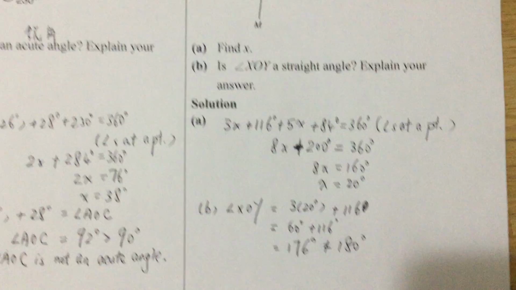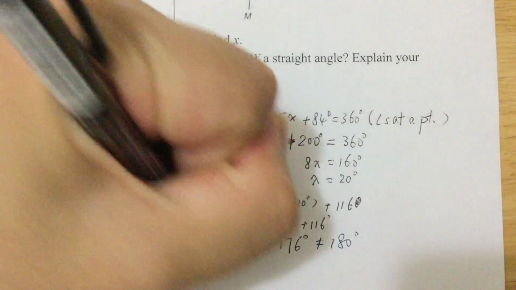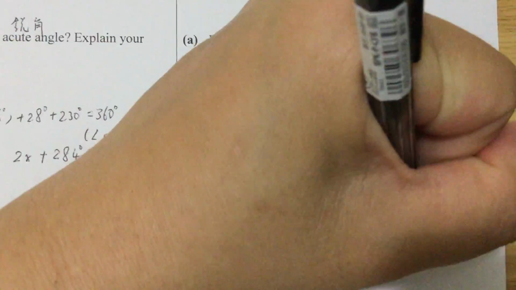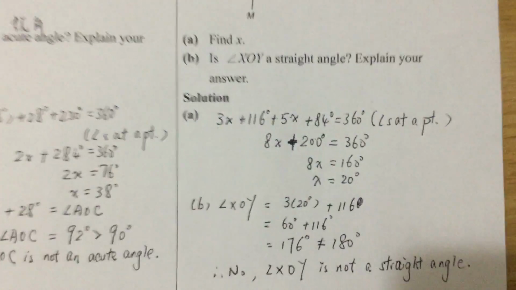So once again, you cannot use adjacent angles on a straight line here. If you use it, you will get the wrong answer. So unluckily, no, angle XOY is not a straight angle. Okay, so this is the answer.